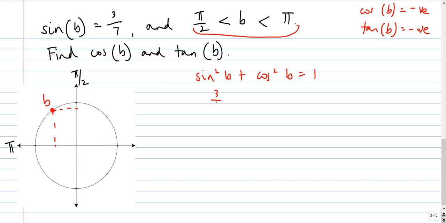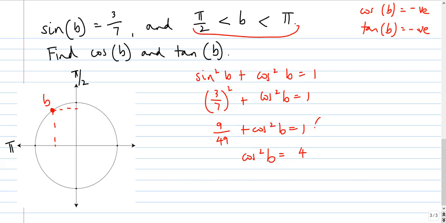Sine b is 3/7, so sine squared b is 3/7 squared, plus cos squared b equals 1. This is 9 on 49. If we then take that to the other side, 1 remembering is 49 on 49, and if I take away 9 on 49, I'm left with 40 on 49. Cos b is the positive or negative square root of that.